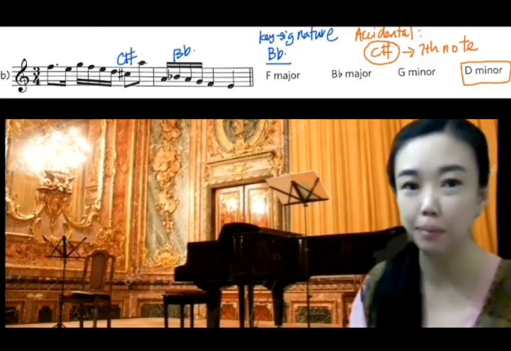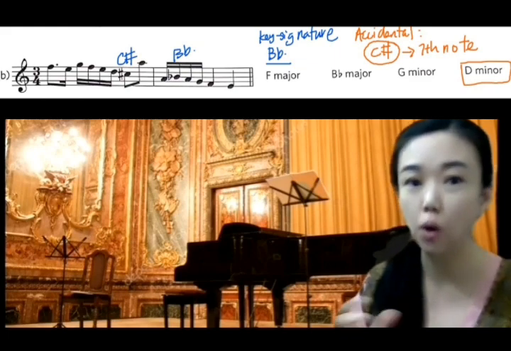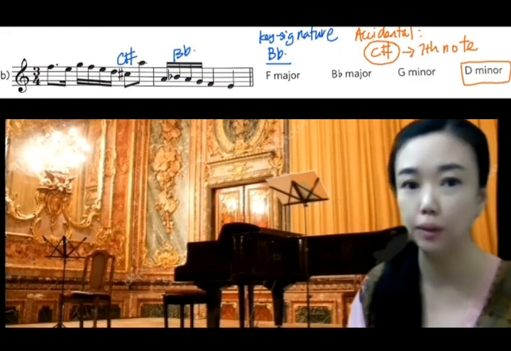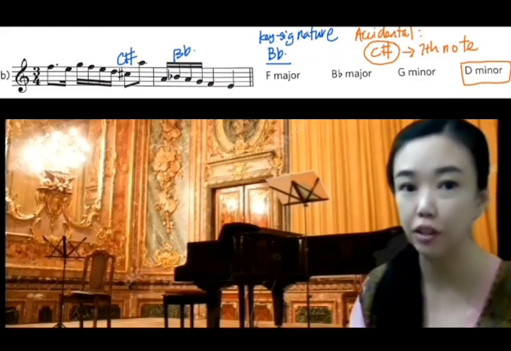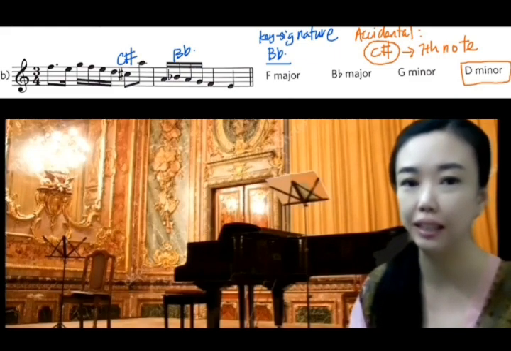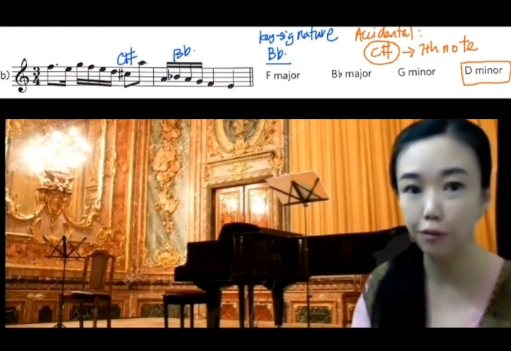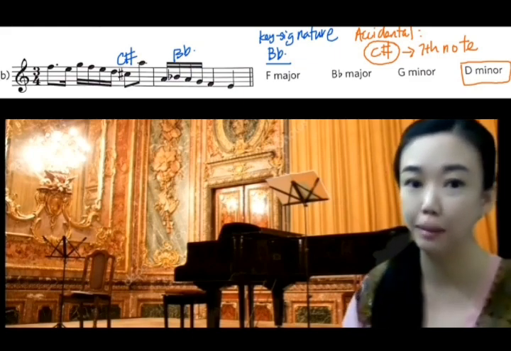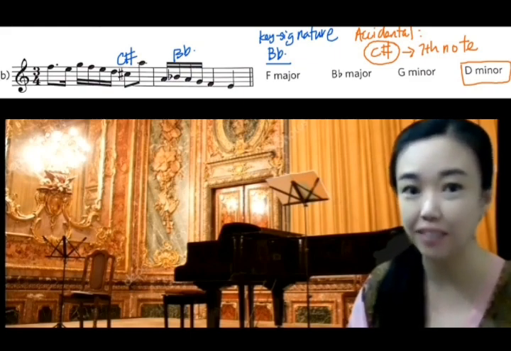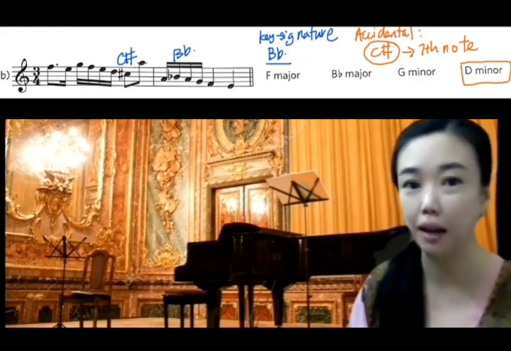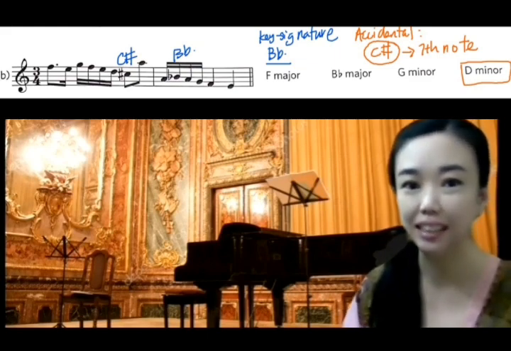The next question has B flat and C sharp. When the music has flats and sharps coexisting together, the flat will belong to the key signature and the sharp will be treated as an unusual accidental. Hence, you can assume it to be the 7th note being raised in a minor key. So by looking at the chart, B flat belongs to F major or D minor. But because there is a 7th note C that is being raised to C sharp, we can find the answer easily.